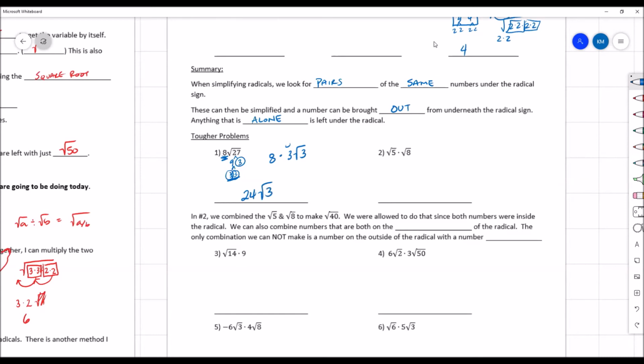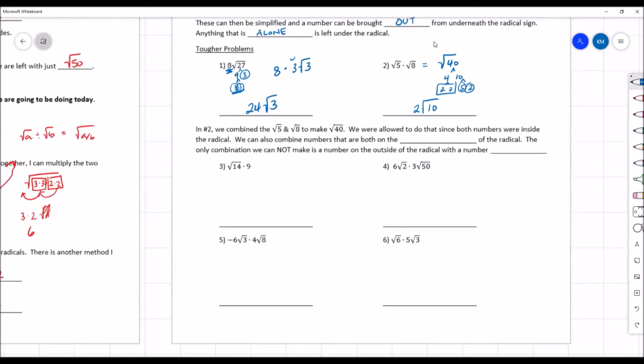For number 2, we have radical 5 times radical 8. We can multiply these two and get us radical 40. Because they're both underneath the radical, we can just multiply it. Okay, so now we start making our multiplication problems again. 4 times 10, 2 and 2. 5 and 2. Okay, so we have a pair of 2s that goes on the outside. Then we have a 5 and a 2 that don't have a pair. 5 times 2, 10.